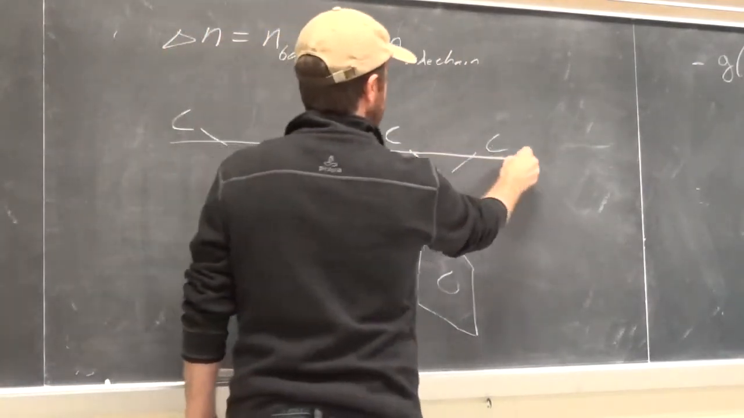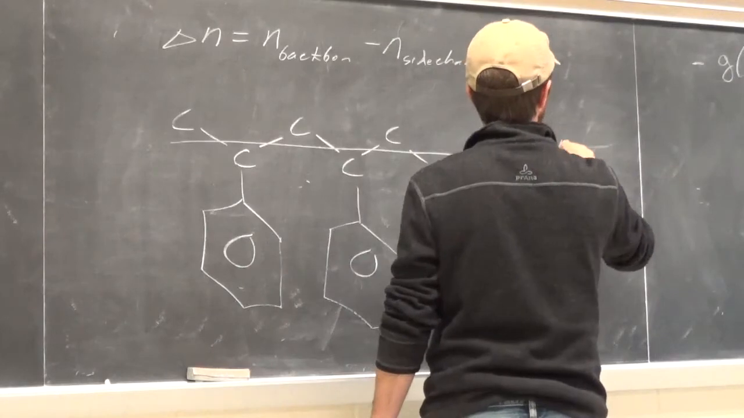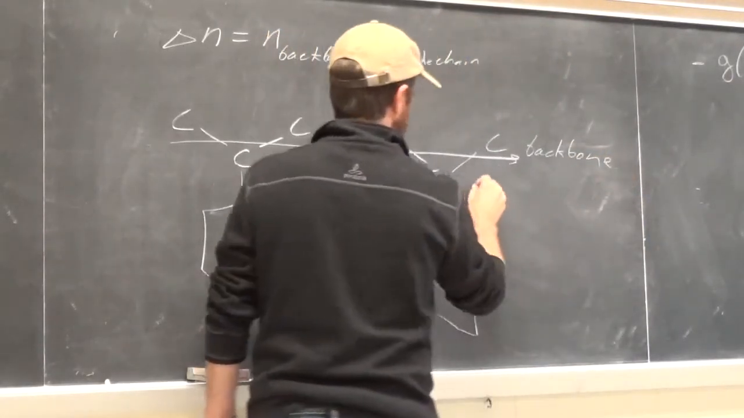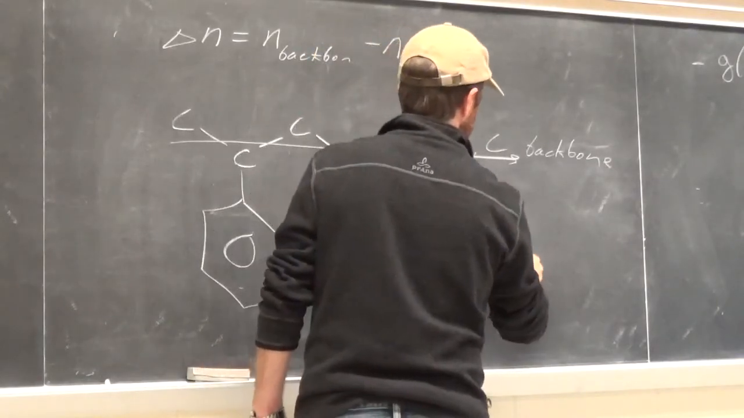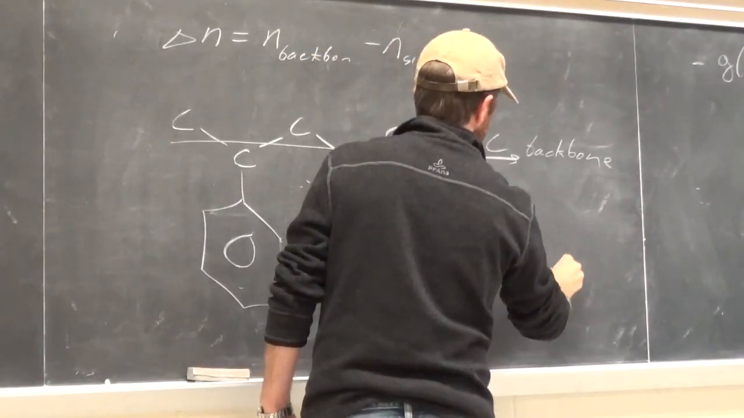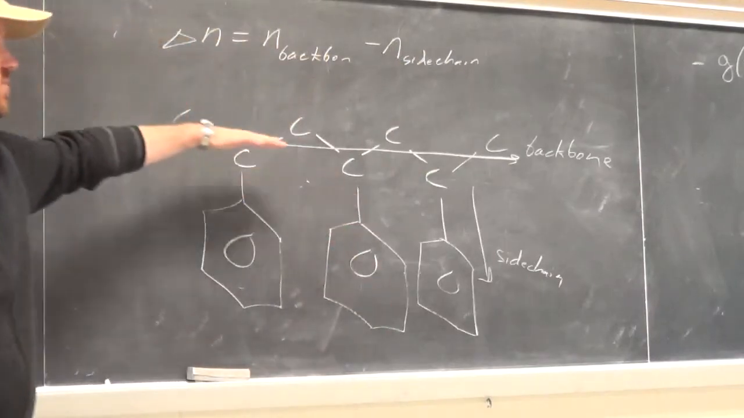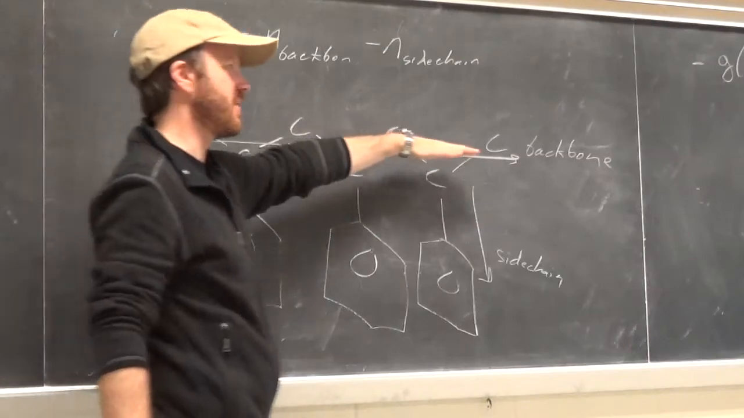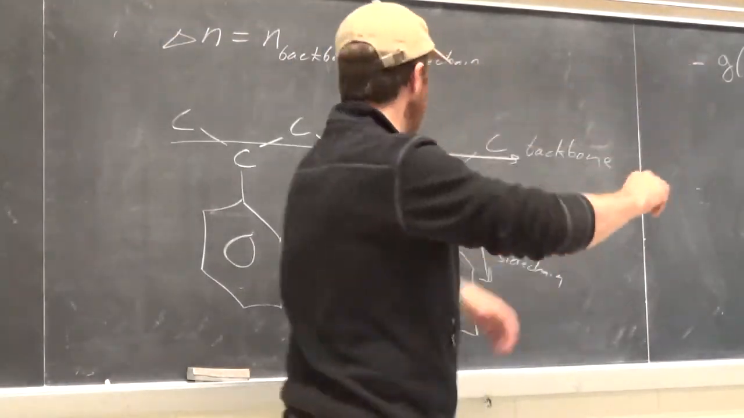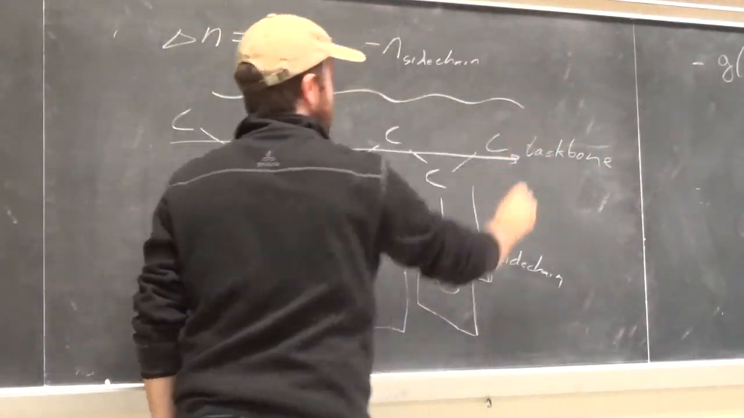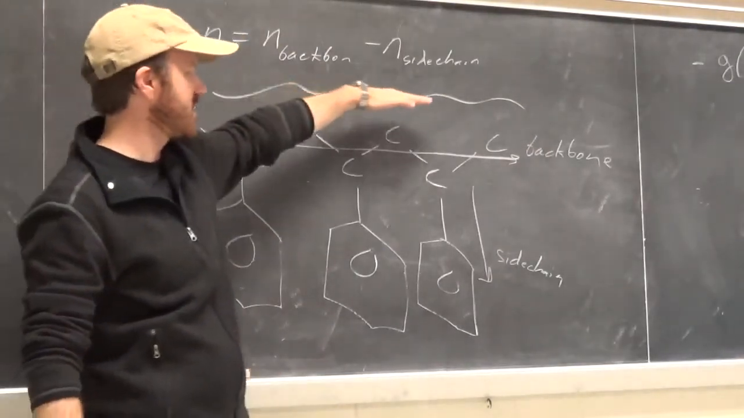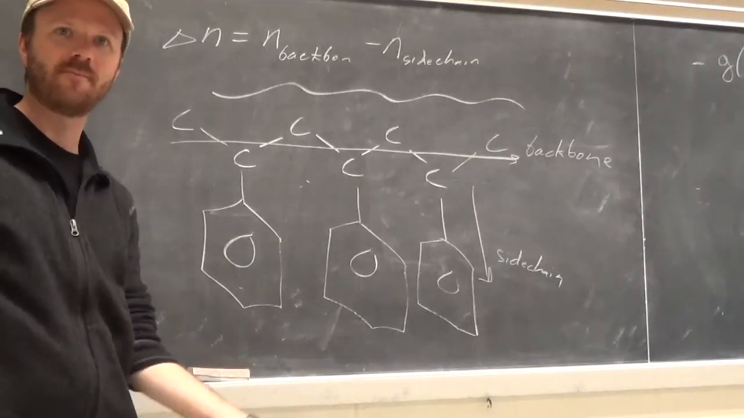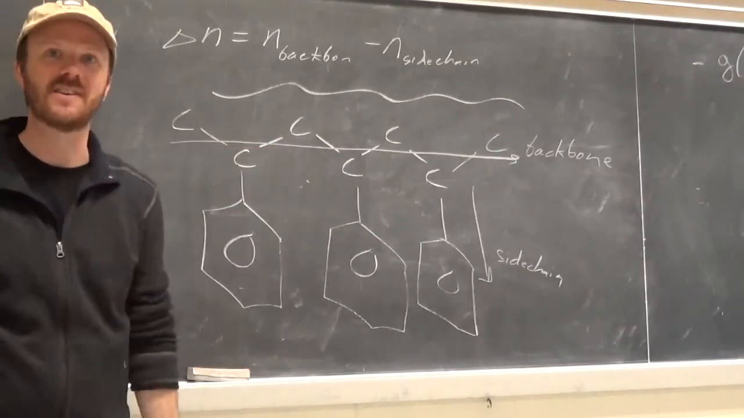This is the backbone direction. This is the side chain direction. So the backbone is the long part of the chain, right? If we stretch out a polymer chain, it's going to look like this. So the backbone direction is this direction, the side chain direction is perpendicular to the backbone. That's just by convention.